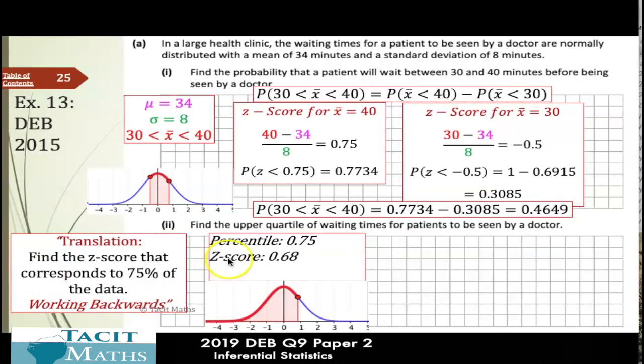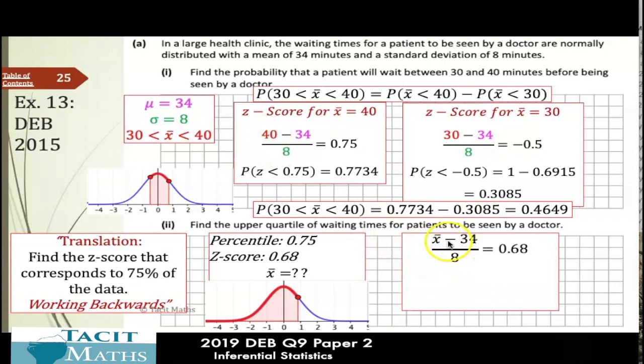So that's the key to this. The z-score that we're working with is 0.68. Now, if you look at how we got this z-score in the previous question, it was the piece of data that we're looking for, minus the mean, divided by the standard deviation, that gave us the z-score. So we're doing the opposite now. We're working backwards to get the piece of data.